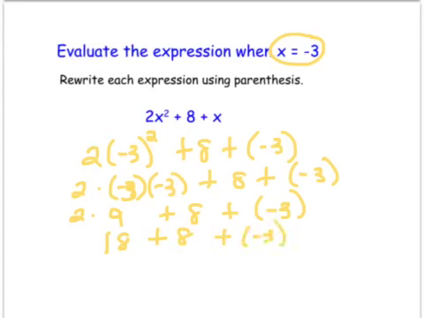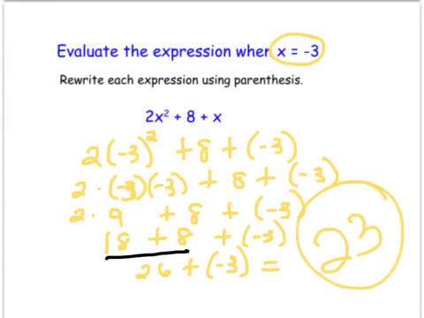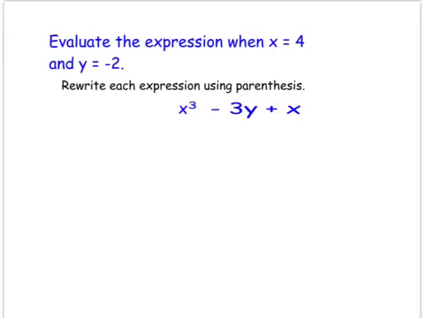Go ahead and do it from left to right. 18 plus 8, 26, plus -3. And when we do that, oh my goodness, this makes me happy. We get the best number in the world. Oh my goodness.